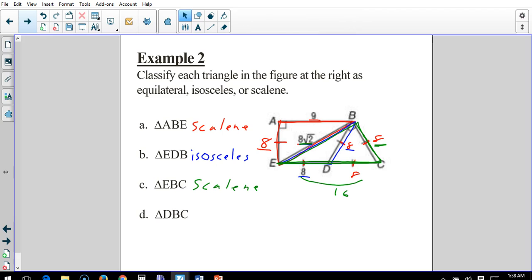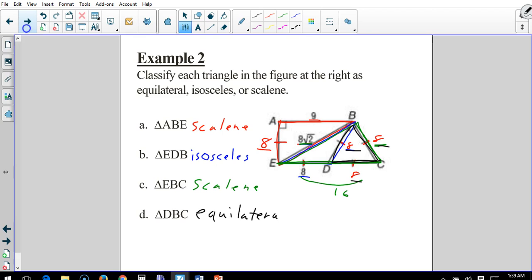DBC. 8, 8, 8. Equilateral. Equal sides. And notice we had two scalenes, an isosceles, and an equilateral. Now, ABE, I want to go back. Well, never mind. That's it. I don't want to do anything else right now.